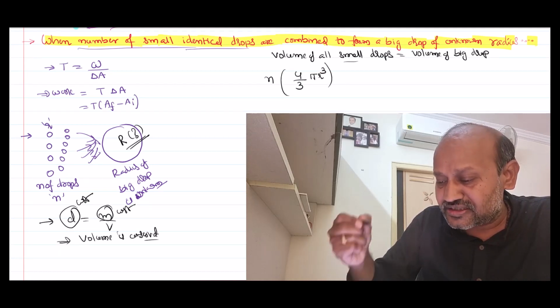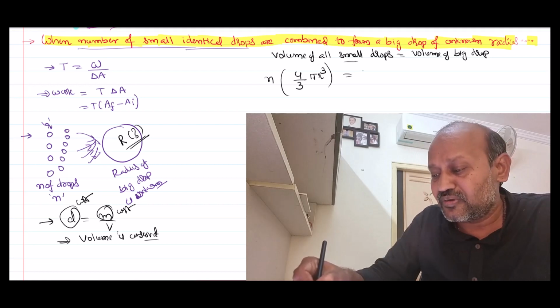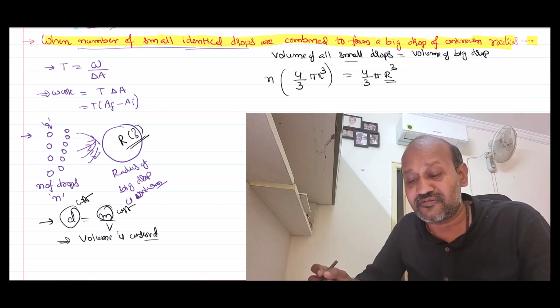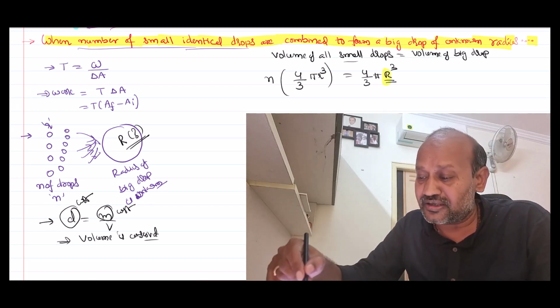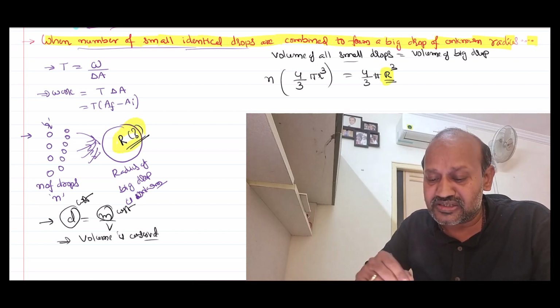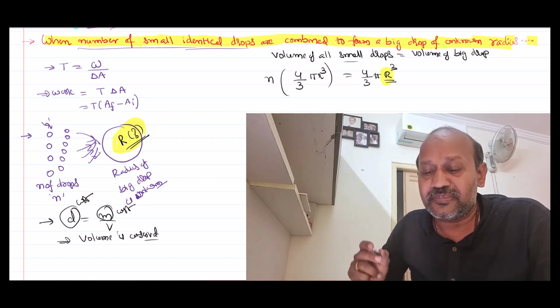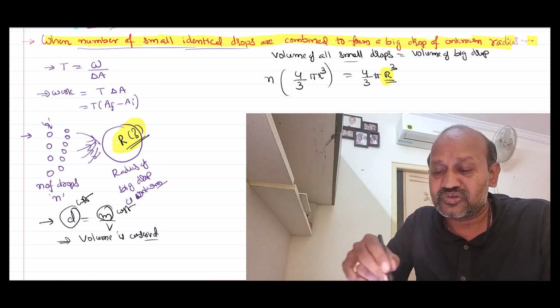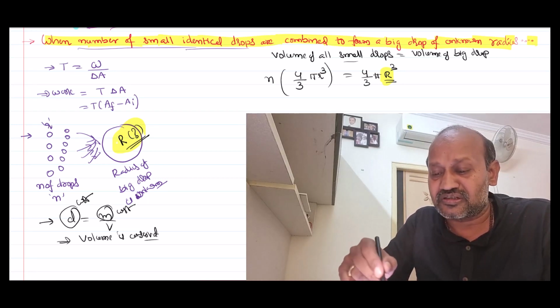So n into 4 by 3 pi r cube shall be equal to the volume of the big drop, 4 by 3 pi capital R cube. If you have noticed carefully, I have written a capital R, but that capital R is not known for me. So I am trying to write that capital R in terms of the small r so that I can eliminate the unknown term that is not given for me.